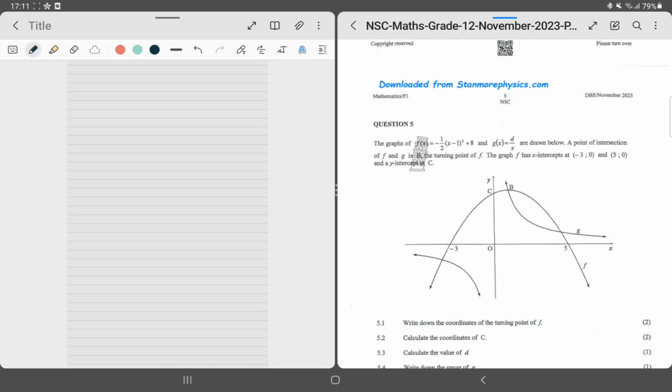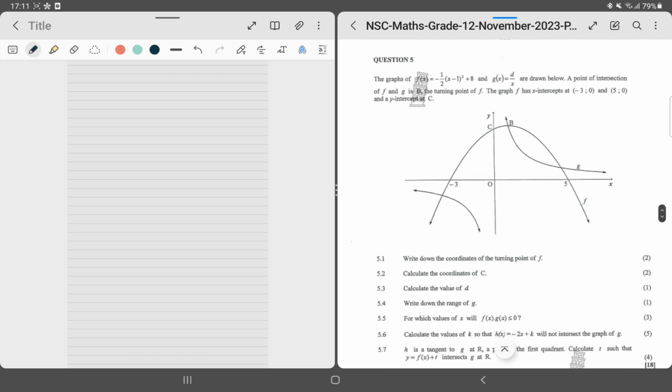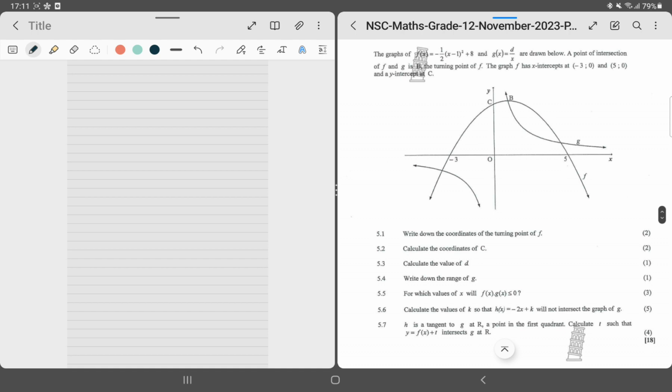f of x is given by that, and g of x are drawn below. A point of intersection of g and f is B, the turning point of f. The graph of f has x-intercepts at -3 and 5, and the y-intercept at C. Write down the coordinates of the turning point of f.